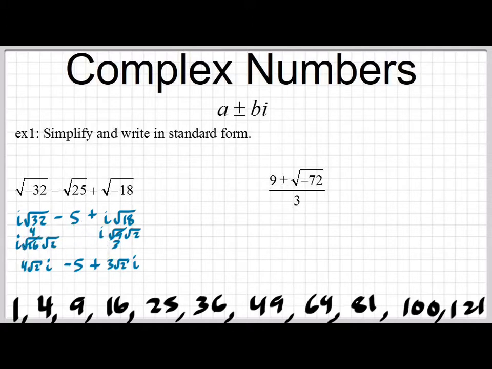So we have a negative 5. I'm going to put that guy in front. And then I'm going to say plus 7 rad 2 i. Now this is in standard form. I know it's in standard form because I can easily see what the a is and what the b is. What is the a? a is negative 5. What's the b? 7 rad 2.